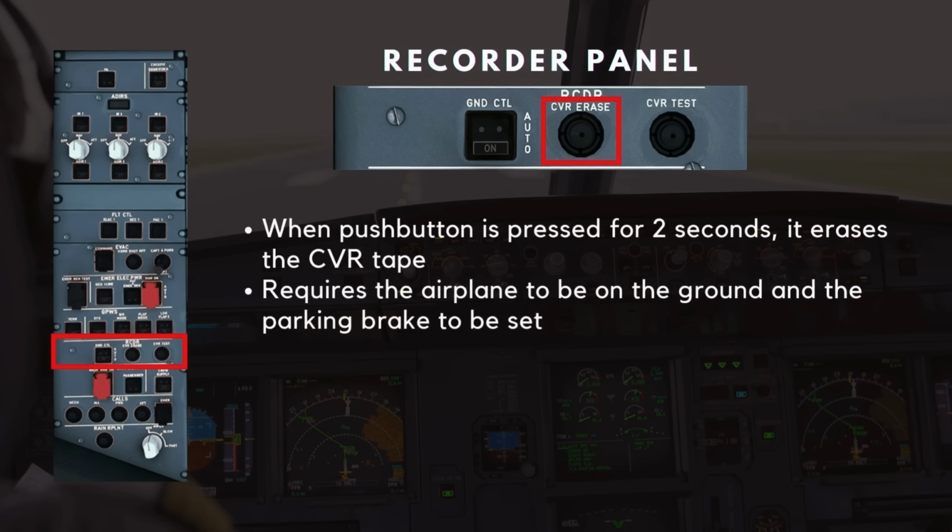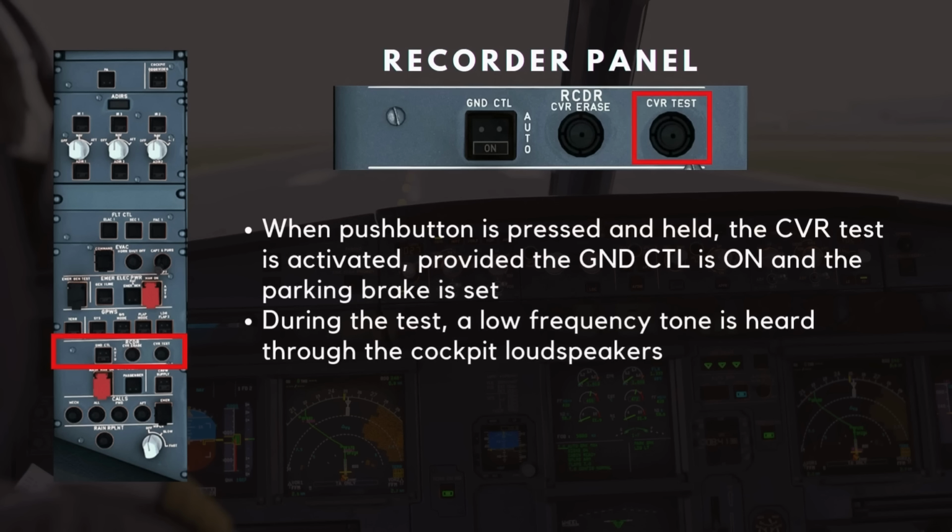When the CVR erase push button is pressed for 2 seconds, it erases the CVR tape, provided the airplane is on the ground and the parking brake is set. When the CVR test push button is pressed and held, the CVR test is activated, provided the ground control is on and the parking brake is set. During the test, a low-frequency tone is heard through the cockpit loudspeakers.